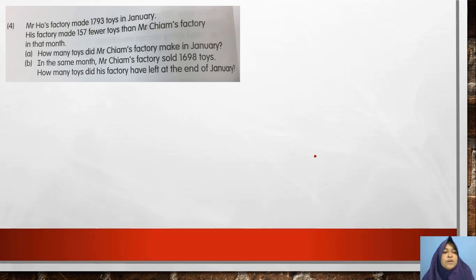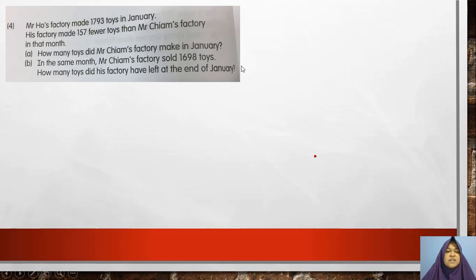Okay, number 4. Mr. Ho's factory made 1,793 toys in January. His factory made 157 fewer toys than Mr. Chiam's factory in that month. A question. How many toys did Mr. Chiam's factory make in January? In the same month, Mr. Chiam's factory sold 1,698 toys. How many toys did his factory have left at the end of January?